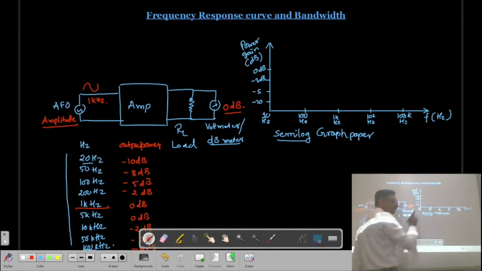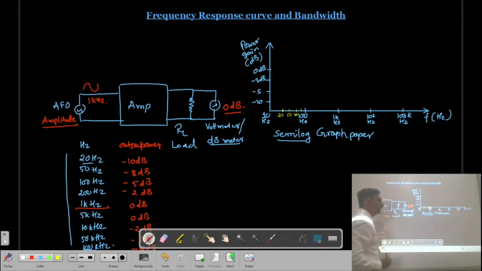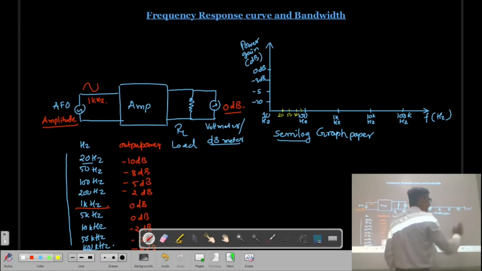Now from 10 to 100 Hz, again there will be 10 divisions. But the 10 divisions will not be linear. So if it is 10 Hz, then somewhere here it will be 20, somewhere here 50, somewhere here 80, and this will be 90 and 100. So it is non-linear and it is in a log scale. Using this log scale, you can cover the complete range.